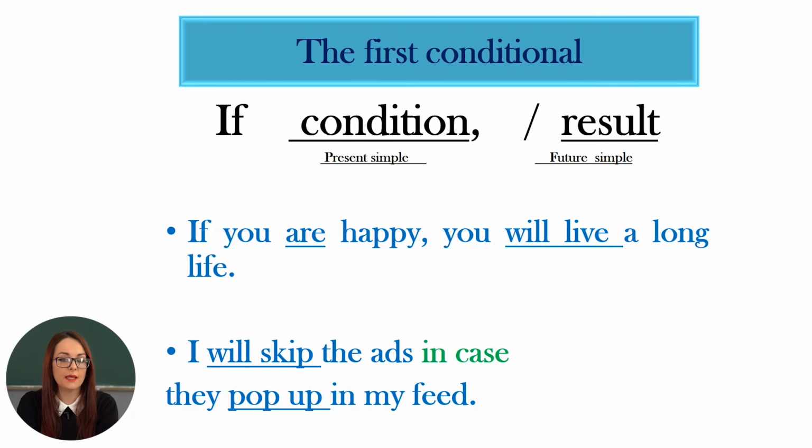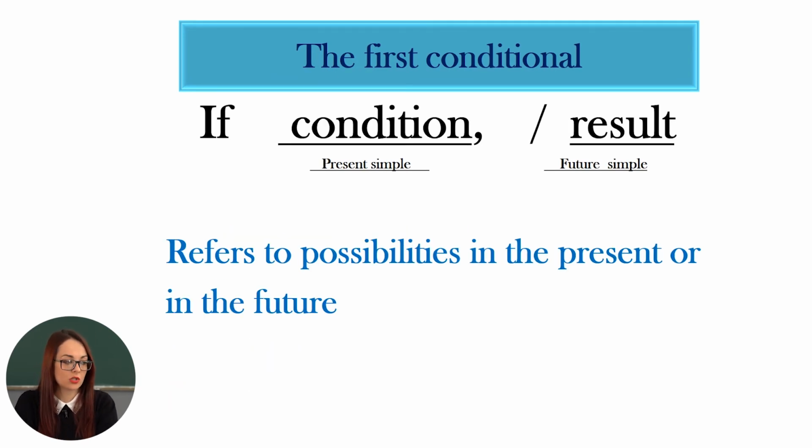Next is the first conditional. The conditional clause predicate in the first conditional is at present simple. The result clause is at future simple. Grigory stated, "If you are happy, you will live a long life." Another example, "I will skip the ads in case they pop up in my feed." The first conditional refers to possibilities in the present or in the future.